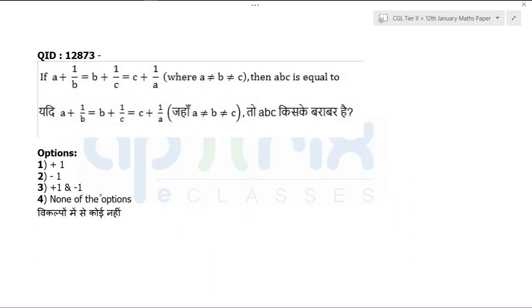Moving to the next question, question number 73. What are they asking? Tell me the answer for this particular question. This is very interesting. Plus 1 is given, minus 1 is given, plus 1 and minus 1 is given, and none of the options is also given, right? So how many of you are saying that the answer to this question is going to be 1, or some are saying the answer is the fourth one? Please, all of you comment.